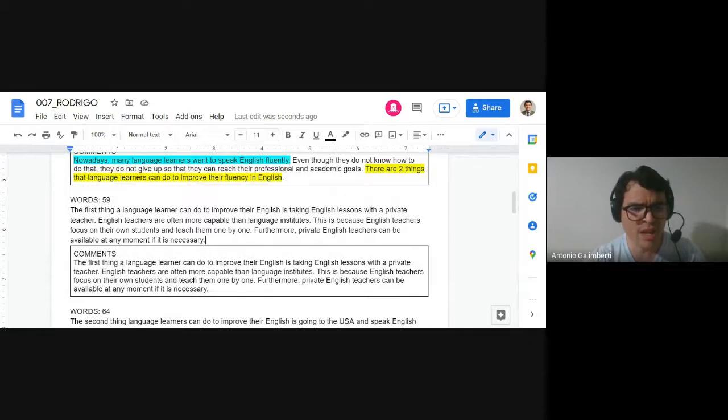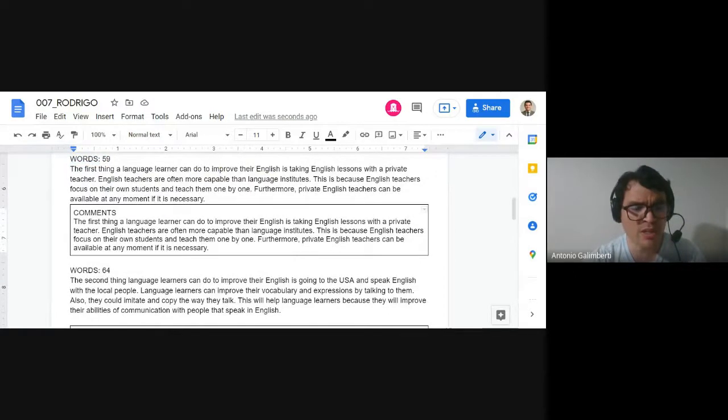This is the first thing in 59 words, and there has to be a topic sentence here. Do we see the topic sentence? I think we do. It says, the first thing a language learner can do to improve their English is taking English lessons with a private teacher. Very nice. This looks to be a very good, simple, nice, straightforward sentence. You know what the paragraph is about by just looking at that introductory sentence. That is the topic sentence. So the topic sentence tells you what the whole paragraph is going to be about. So it's very important to have a clear, direct, straightforward sentence. And that is what we find here, right?